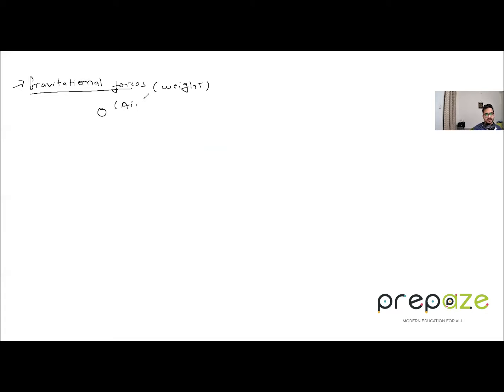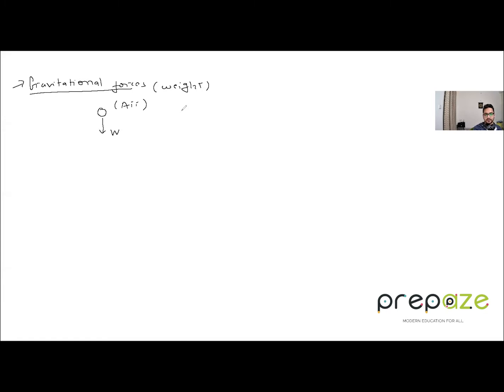Definitely there is weight. Why does the ball come down when you throw a ball or any object upwards? Do you know the reason? It's due to the weight, the gravitational pull of the earth. That is the gravitational force.